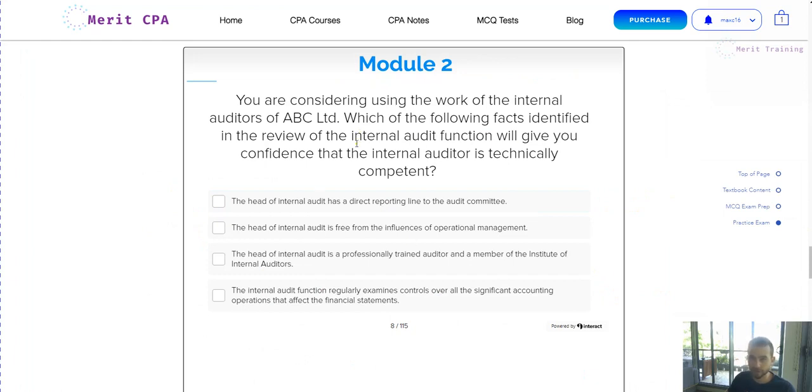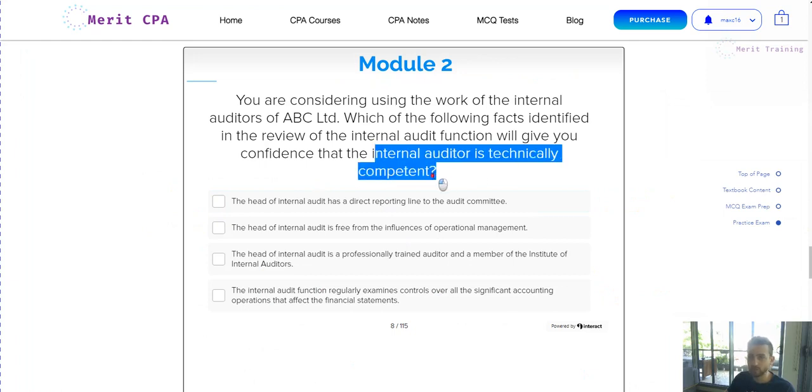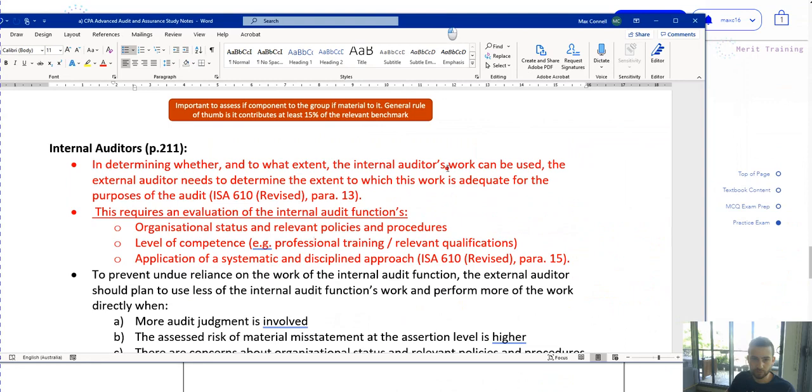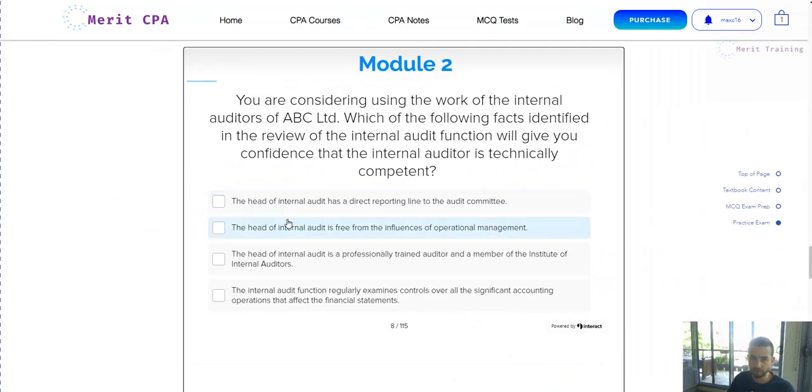But the trick is this question is asking us specifically about the second point, which is the internal auditor's technical competence. So just remember that we have to follow the question exactly, right? So that's a bit of a trick question. So it's correct in some sense, but not correct because the question is specifically asking us about technical competence. So B, the head of internal audit is free from the influences of operational management. Again, probably more to do with this organizational status rather than technical competence.